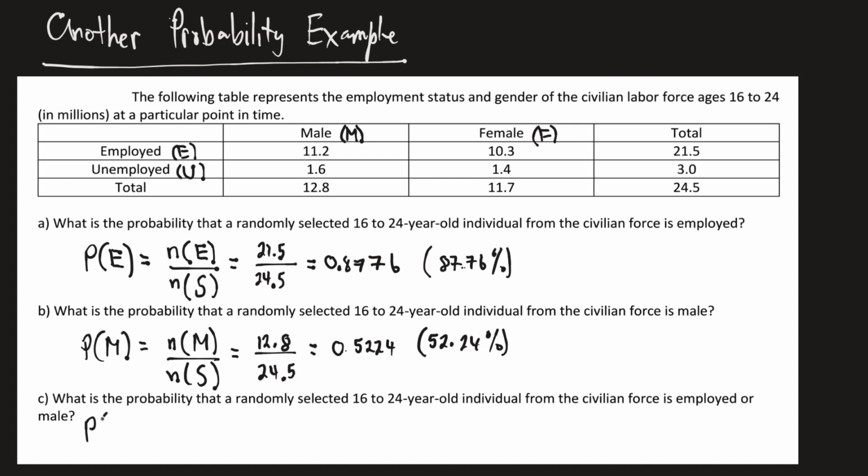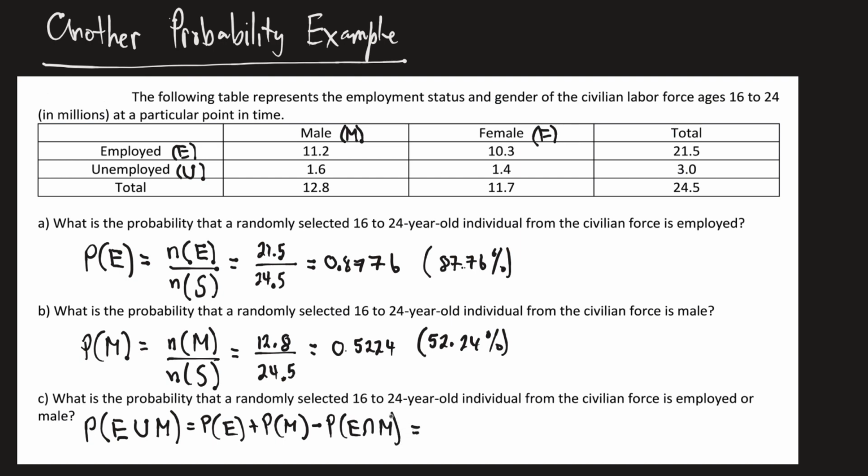So the probability of employed, so that's E, or, now, we know that the verbal connector "or" converts over to our union. So it's a probability of E union M. And this requires our general addition rule for 2 events. So this is the probability of E plus the probability of M minus the probability of the intersection of E and M.